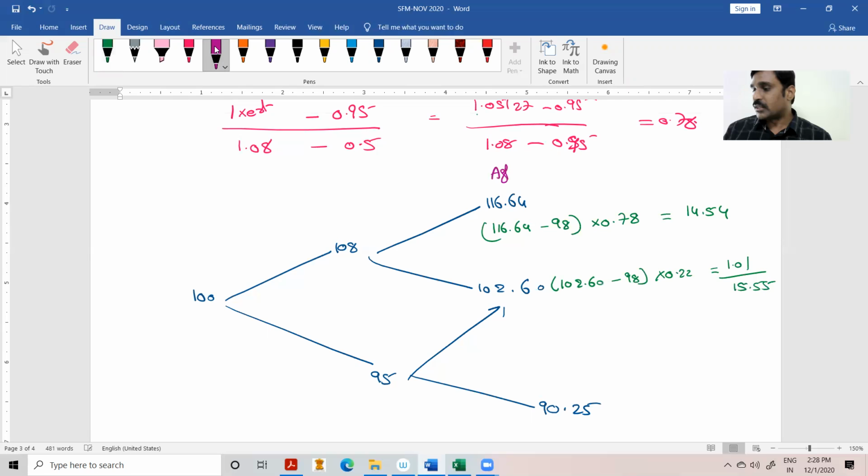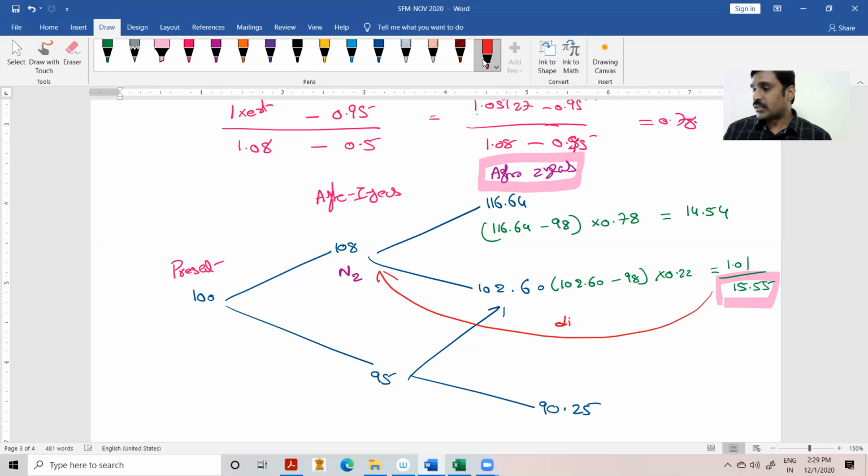15.55 is after 2 years. After 2 years, my value will be 15.55. What is after 1 year? This is the present value. After 1 year, we got the value after 2 years. So therefore, that 1 year value requires discounting. That 1 year value is discounted by 1.05.